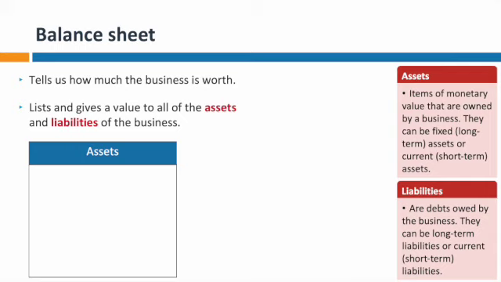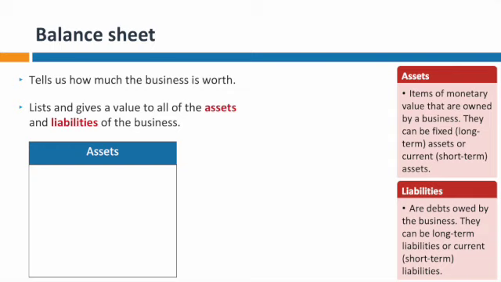Long-term assets would be buildings, property, equipment. Short-term assets would be, for example, inventories or stock. Then liabilities are debts owed by the business. They can be long-term liabilities or short-term liabilities. So that we have the definitions.